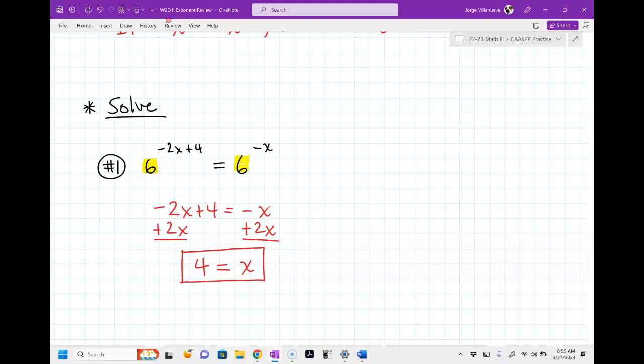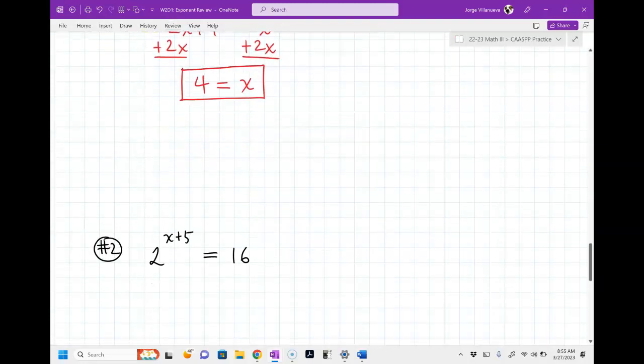So as long as your bases match, then you can set the powers equal to each other. Okay? And just solve. Now, of course, they can get a little bit more complicated, but there are some that are like this, just very simple. The bases are already set equal to each other, so you just got to get the powers and set them equal to each other.